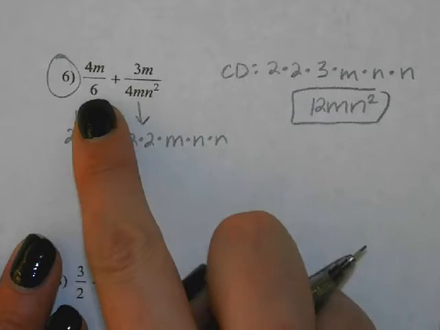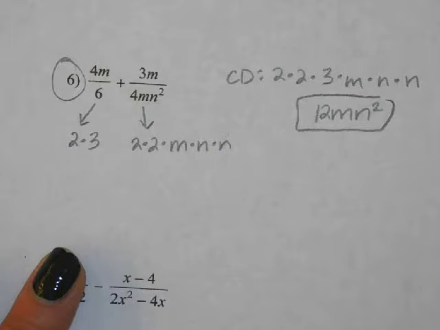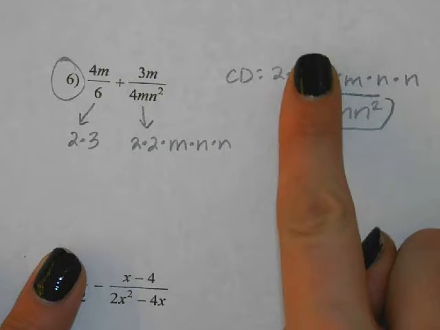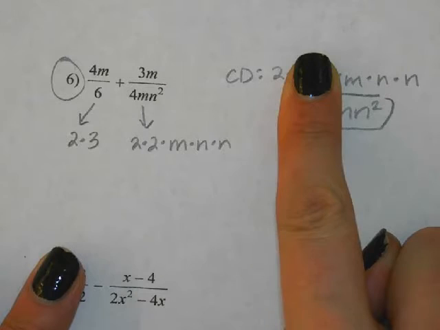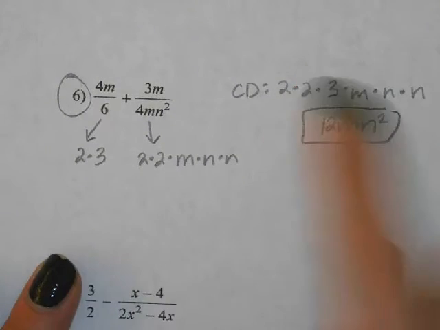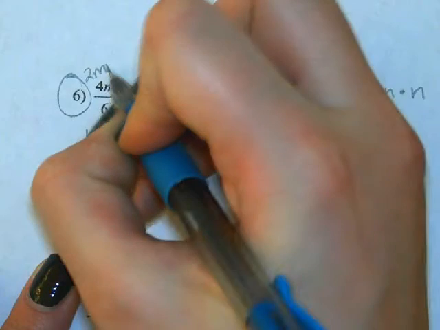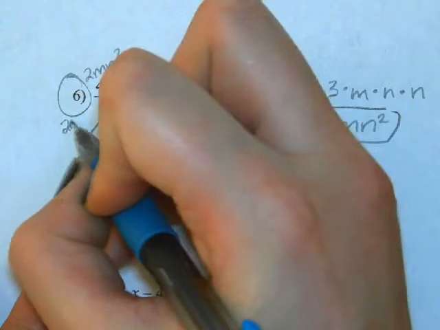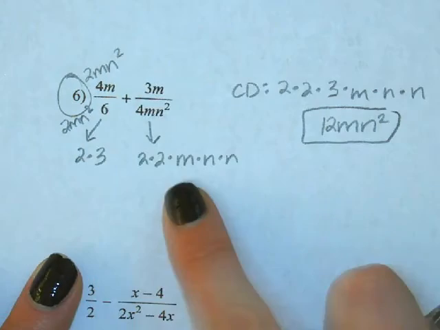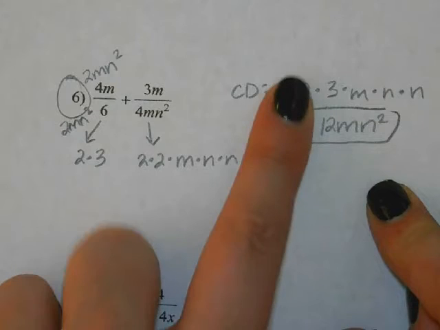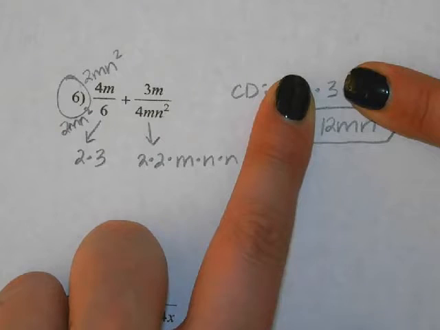What does the left fraction need? It has a 2 and a 3. So what does it need? 2mn squared. The other denominator has 2 twos, an m, and an n. So what does it need? 3.